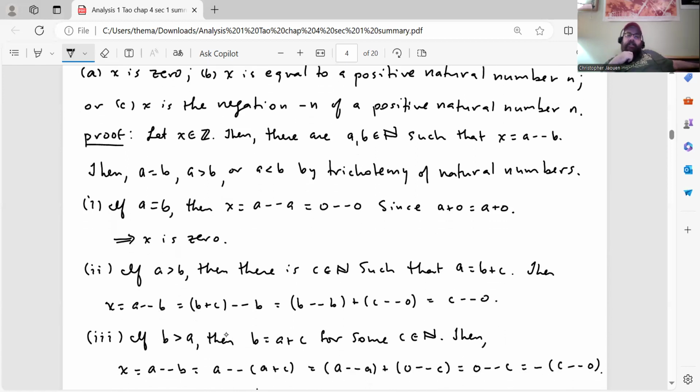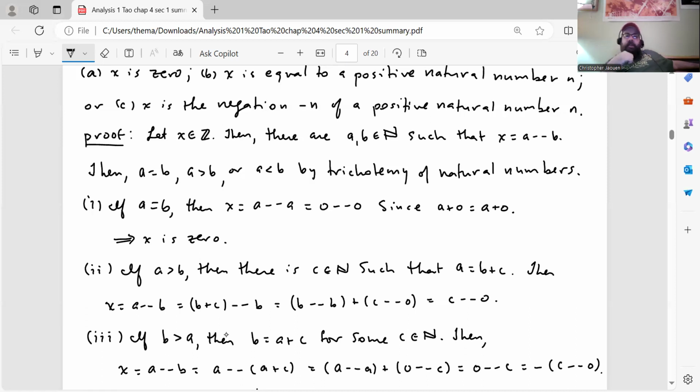Let x be an integer, then there are a and b such that x is a minus b. Then a equals b, a is greater than b, or a is less than b, by trichotomy of natural numbers, since a and b are natural numbers. So let's take a look at number one. We'll do the three cases here.